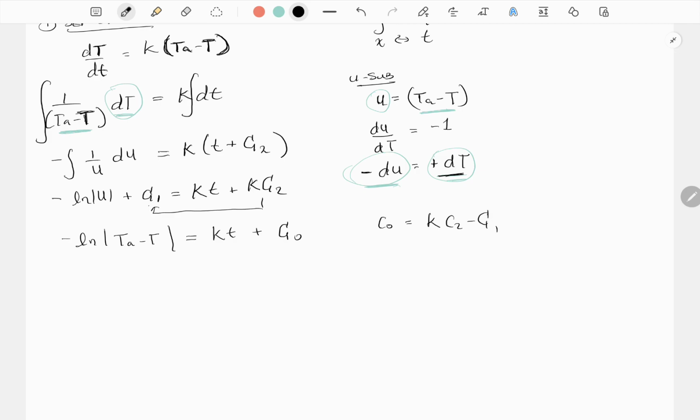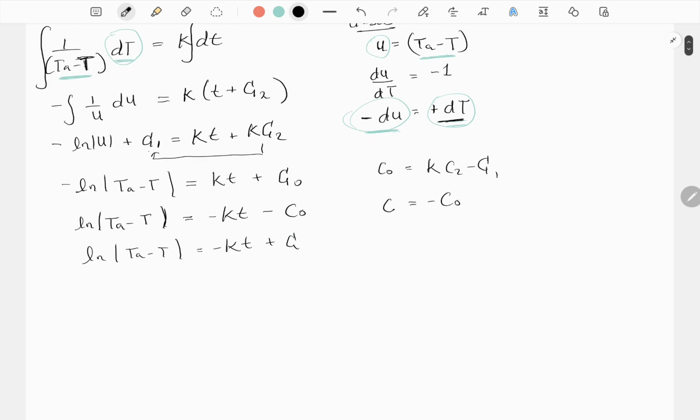Now if I multiply both sides by -1, then I have ln of TA minus t is equal to negative kt minus C naught. Well, here, let me introduce a regular C. So this becomes ln of TA minus t equals negative kt plus C.